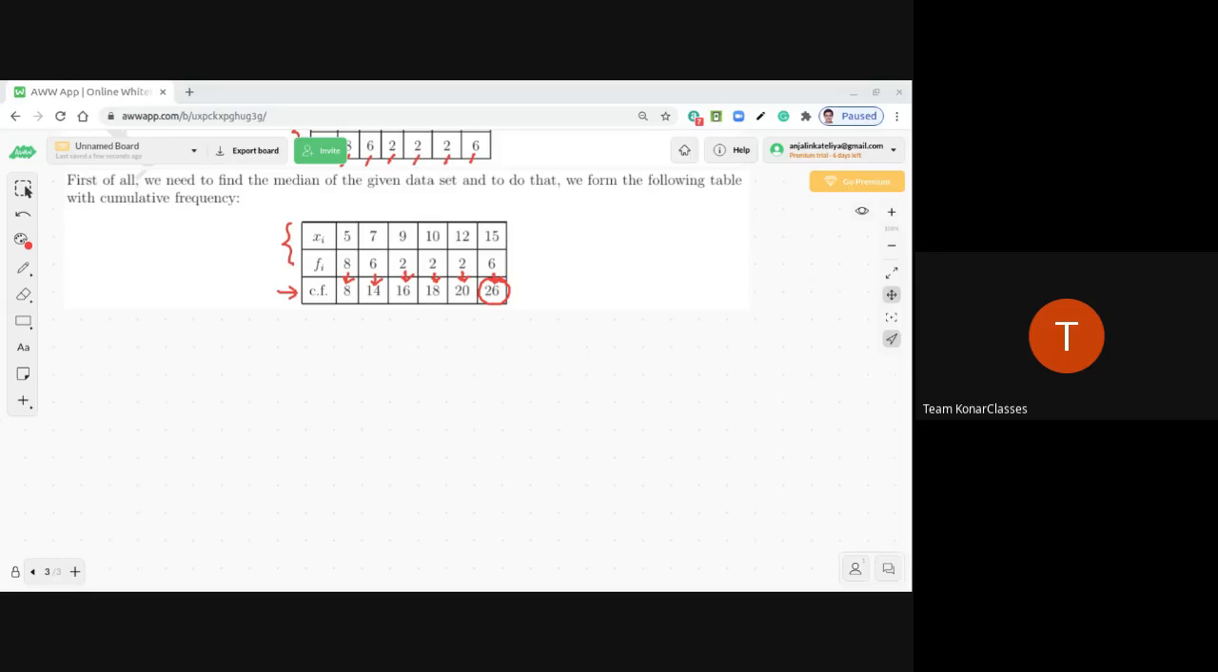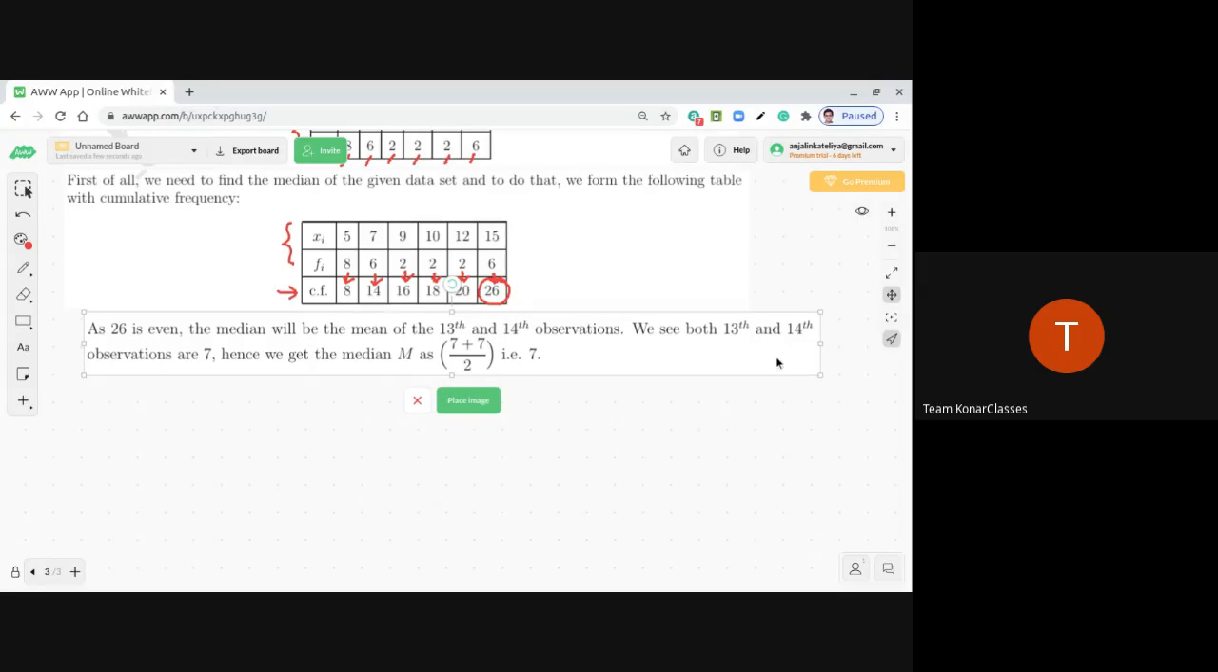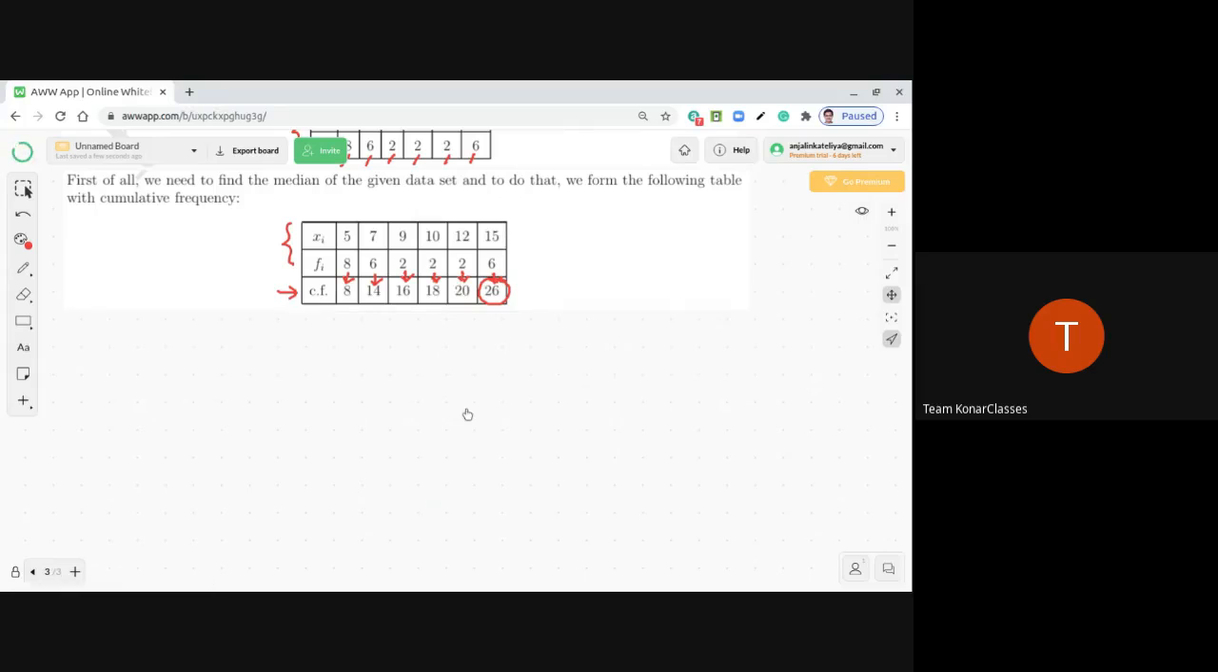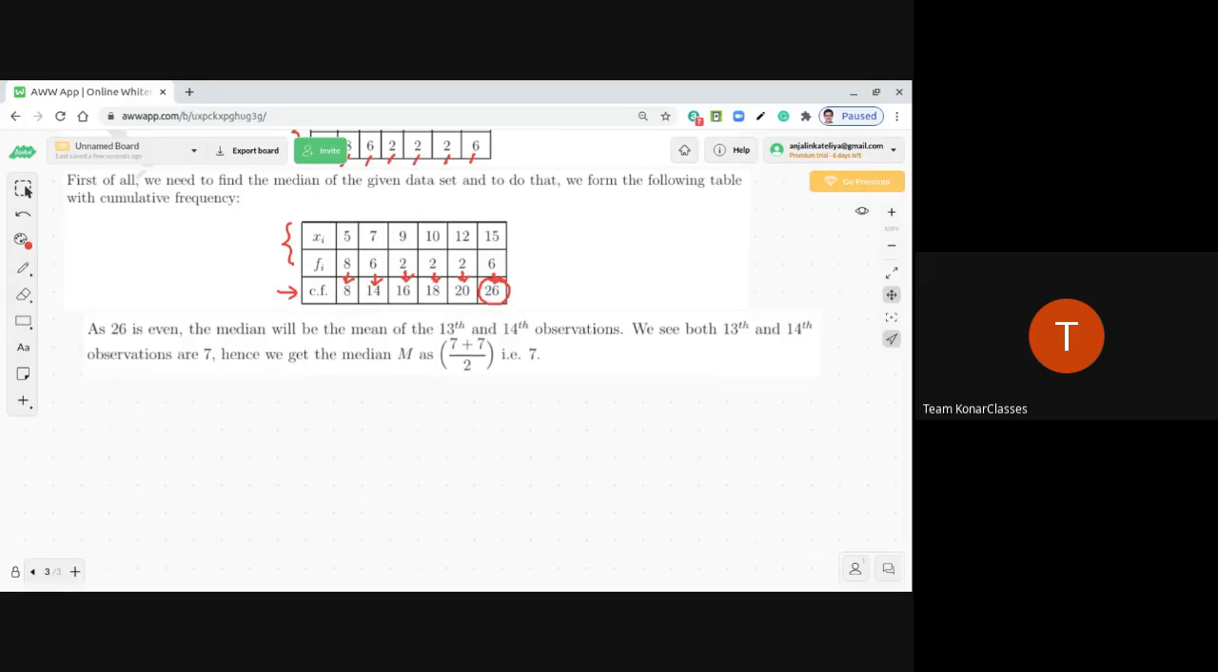As 26 is even, the median will be the mean of the 26 by 2, that is the 13th, and 26 by 2 plus 1, that is the 14th observation. So, if you look into the table, dear students, you will notice that both the 13th and 14th observations are 7. So it becomes very simple to find the median: 7 plus 7 by 2, that is 7.